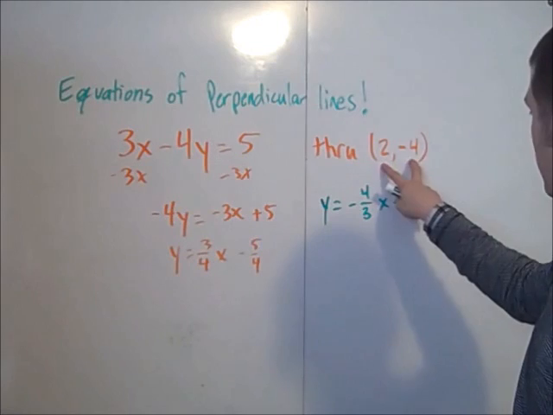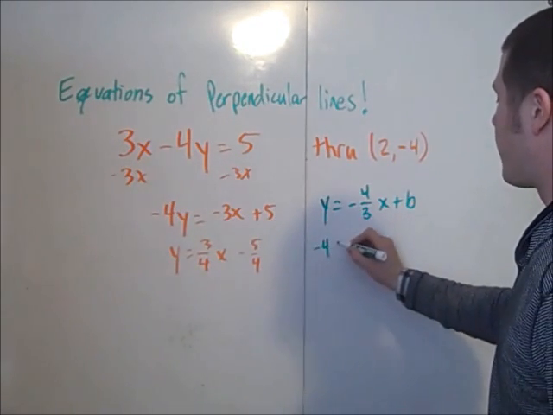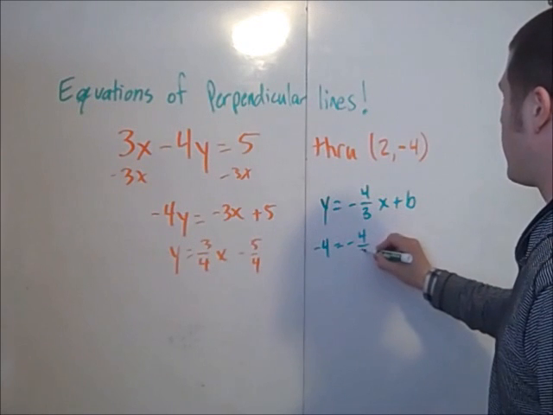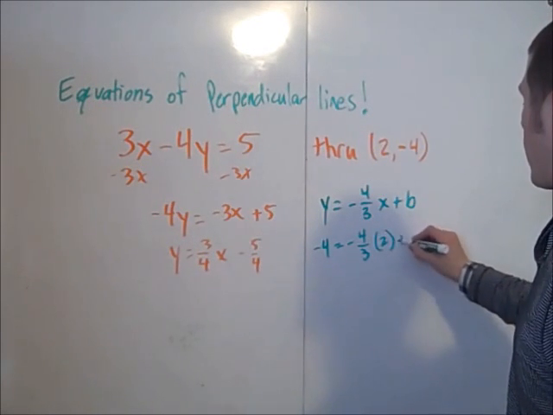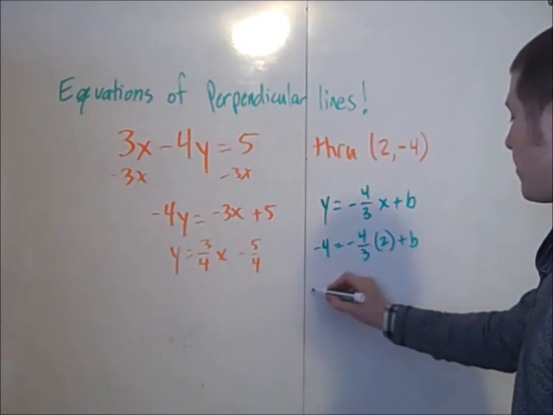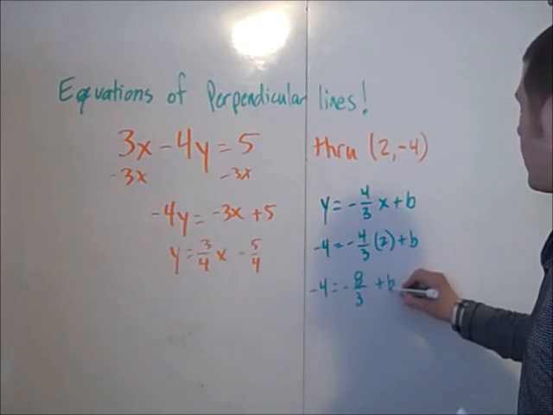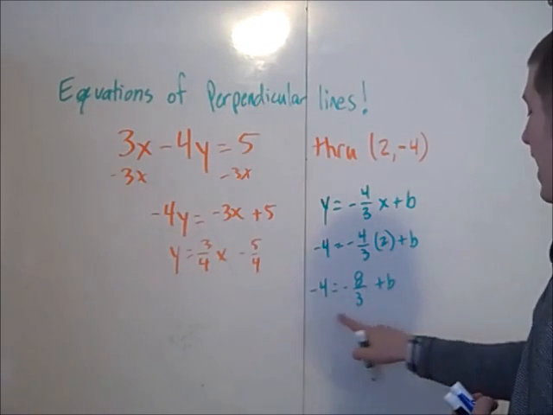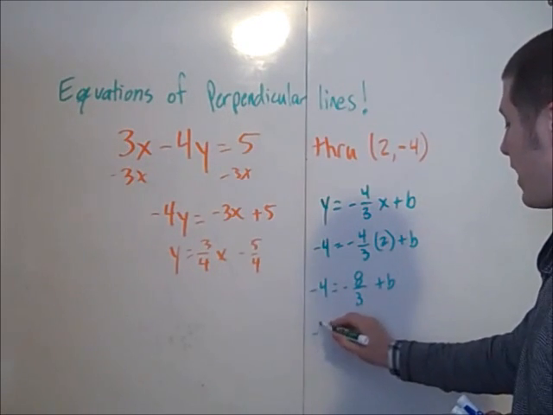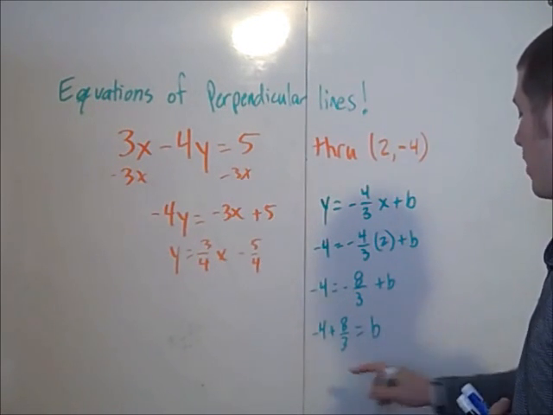Okay, so plug in this point for x and y here. The y value has to be negative 4 precisely when the x value is 2. 2 times negative 4/3 is negative 8/3. So I have negative 4 is negative 8/3 plus b. To solve for b, I add 8/3 to both sides. So I have negative 4 plus 8/3 is equal to b.